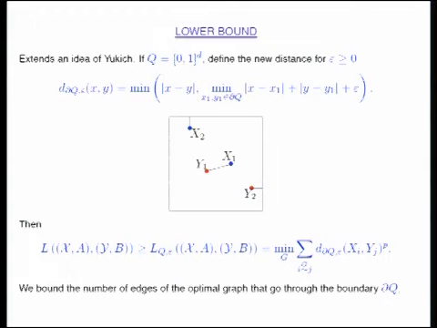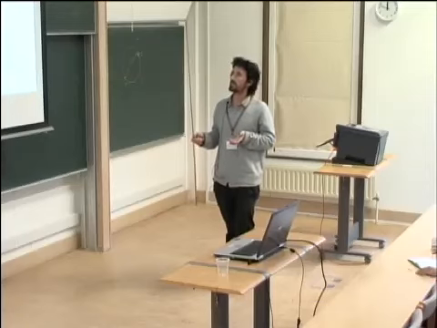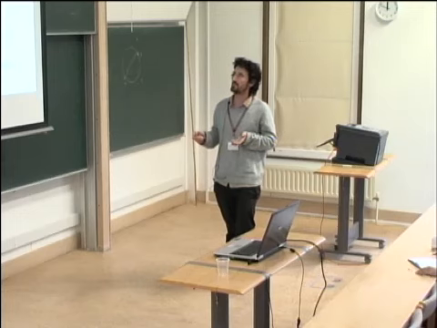So if you define this metric, since the distance here is less than the Euclidean distance, you can lower bound your cost by this. And then all the game is to try to bound the number of edges in the optimal graph of this that touch the boundary, so that really uses this part of the distance.